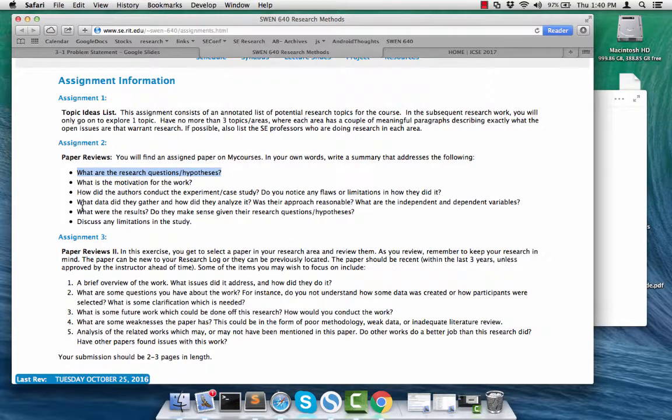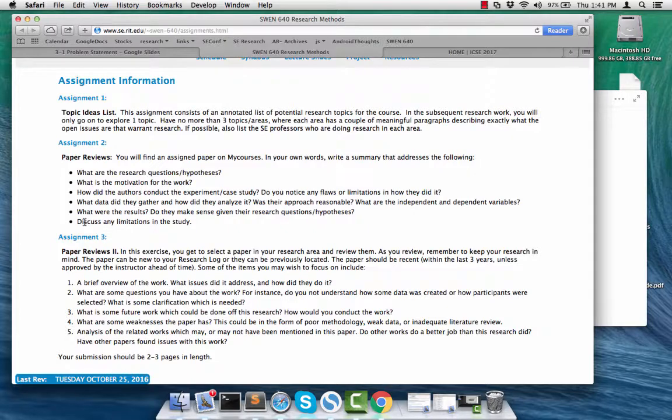You'll also look to see what data they gathered and how they analyzed it, and whether you believe their approach was reasonable for collecting data, and whether there were independent and dependent variables the author selected. What were the results of this work? What did they find? And do these make sense given the research questions and hypothesis? And discuss any limitations of the study. These could be limitations that you find or limitations that the authors note.